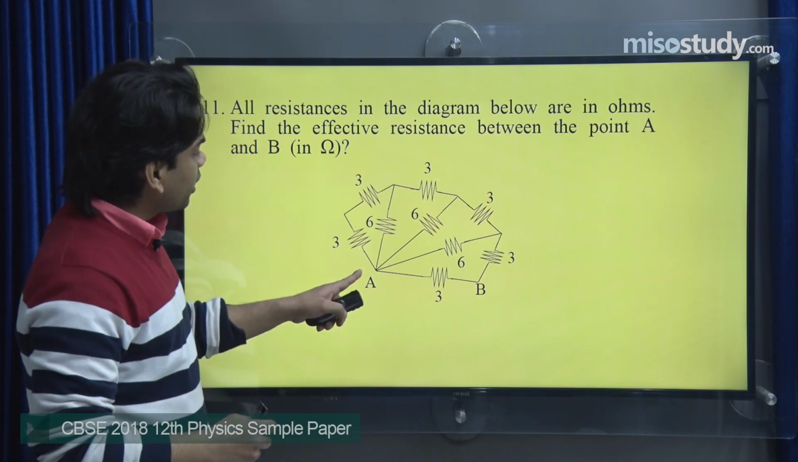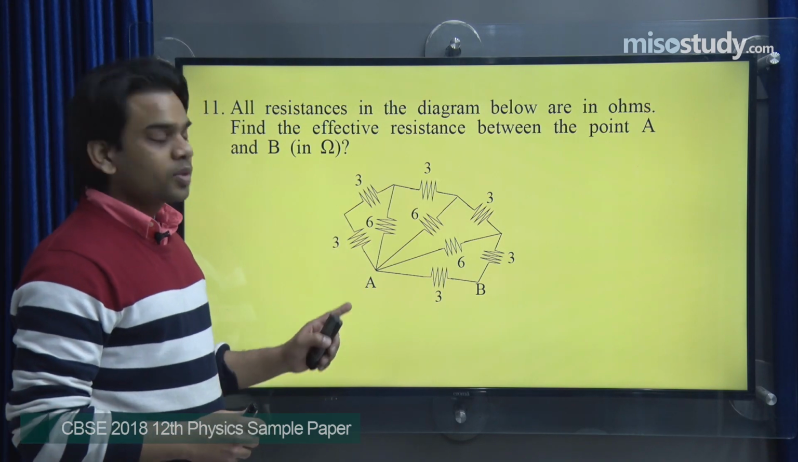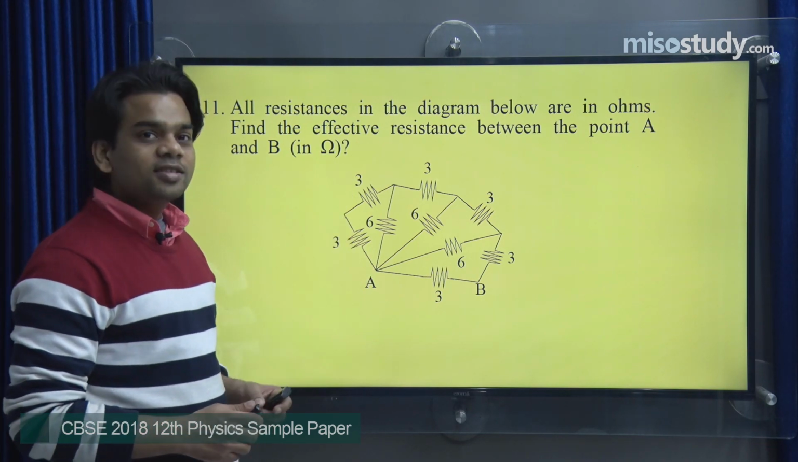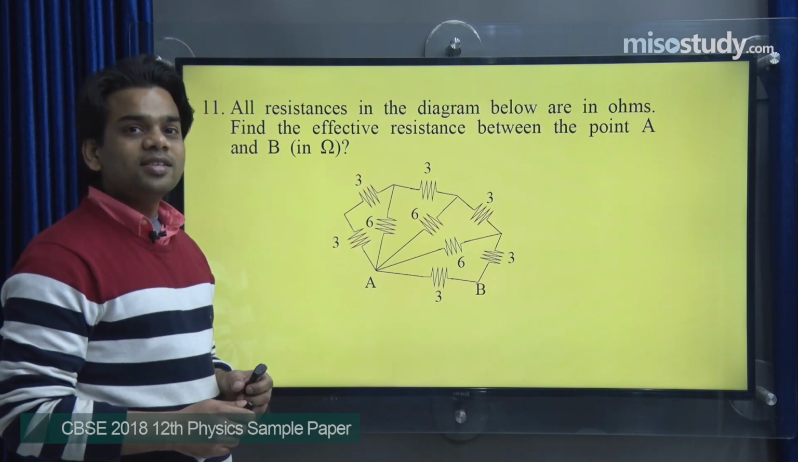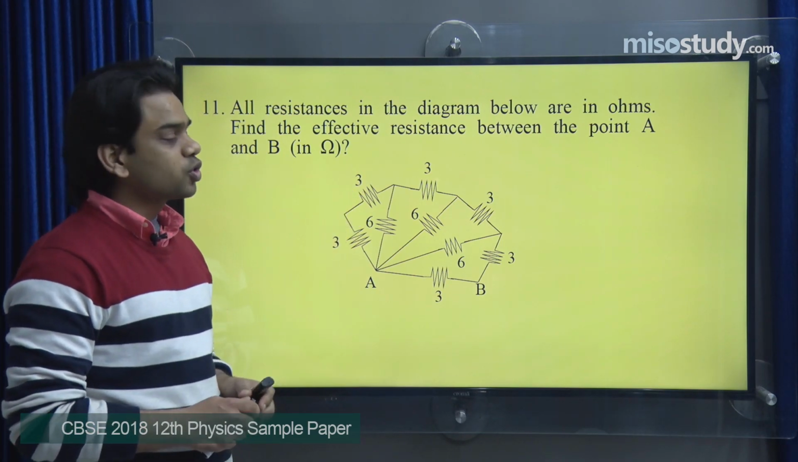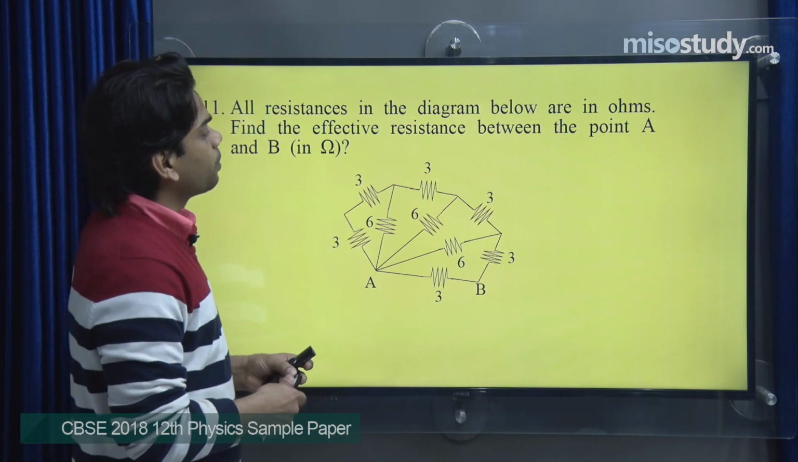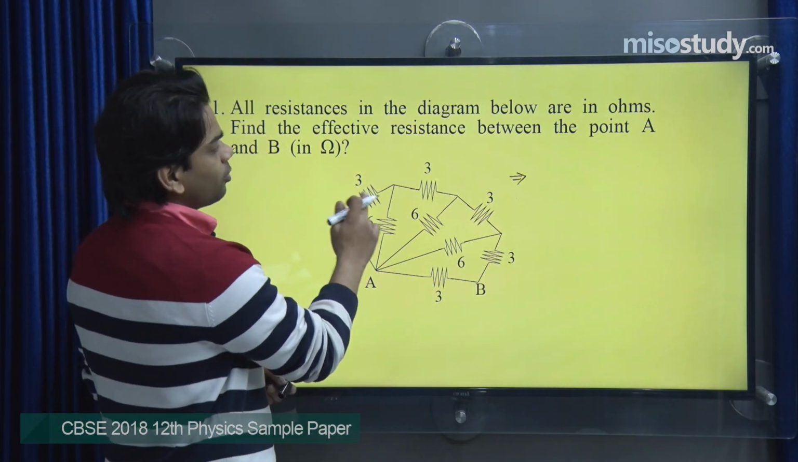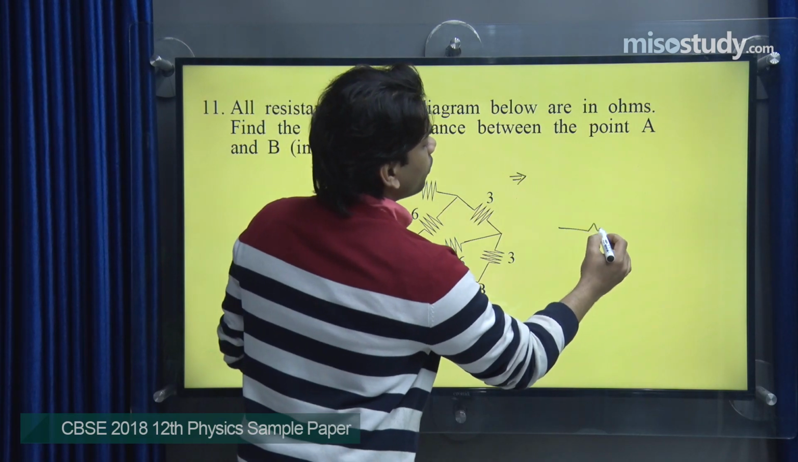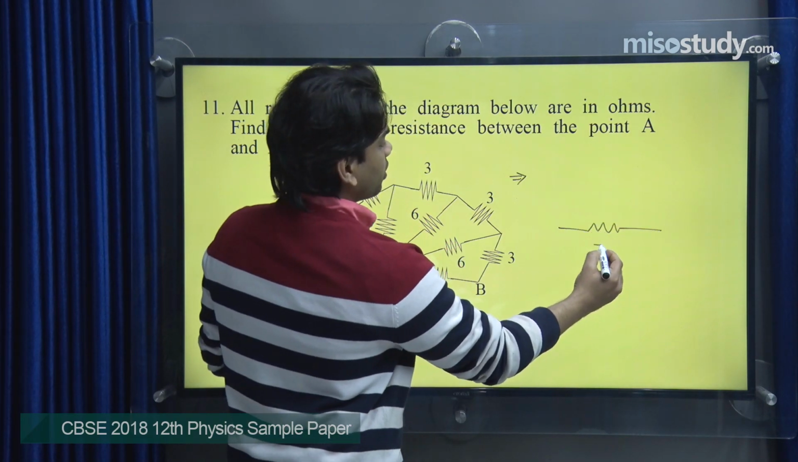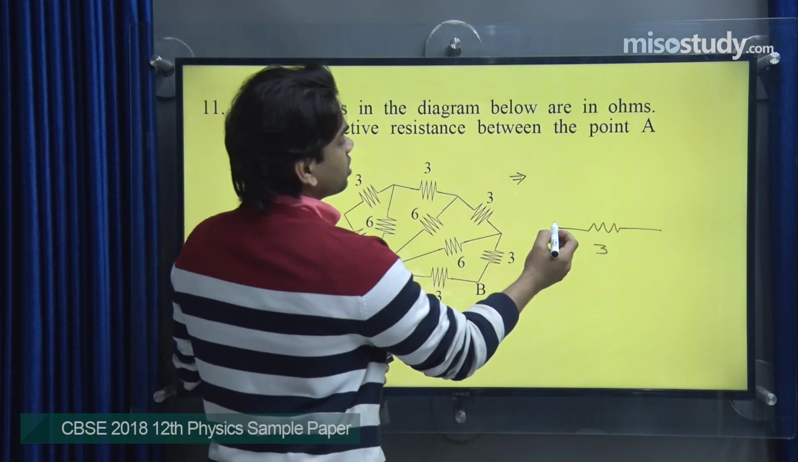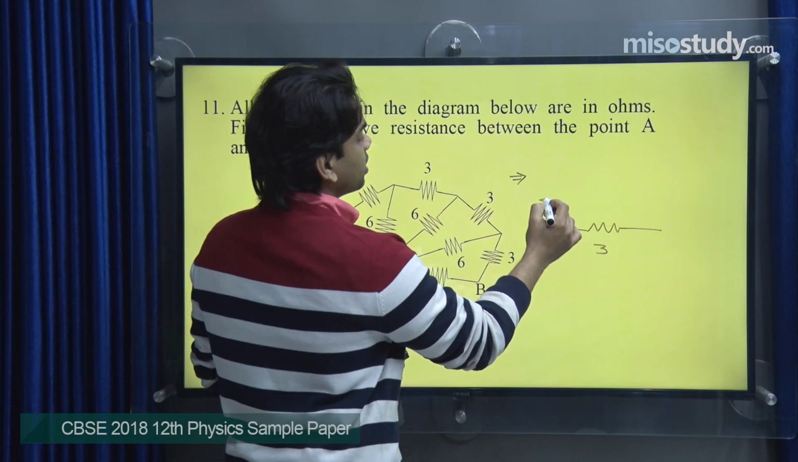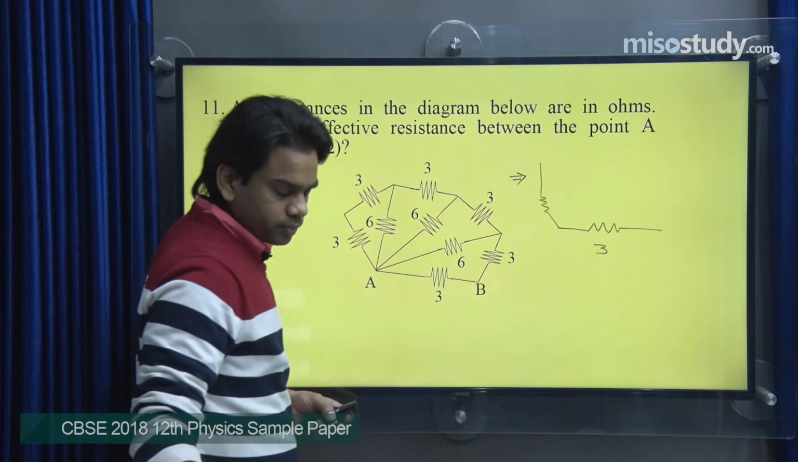Now you see here, if you see these resistances 3 and 3, we can think of them as connected in series. So let's make an equivalent resistance, 3 plus 3 will give you 6. If I draw a diagram representing the first diagram, it will be somewhat like this. So we have A and B, we have 3 ohm. This 3 and 3 will give you 6, so let us mark this as 6 ohm.